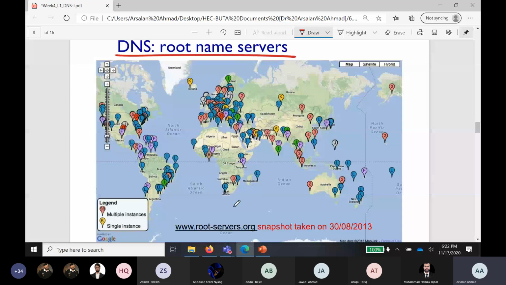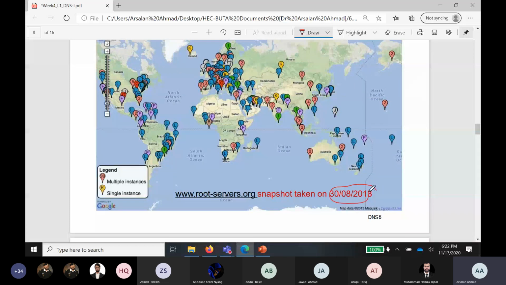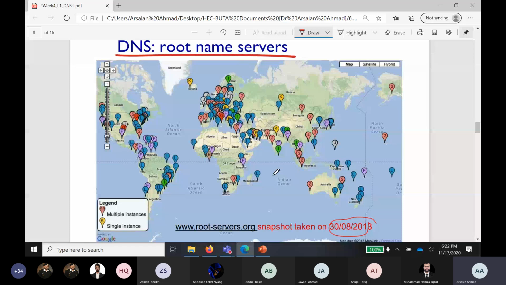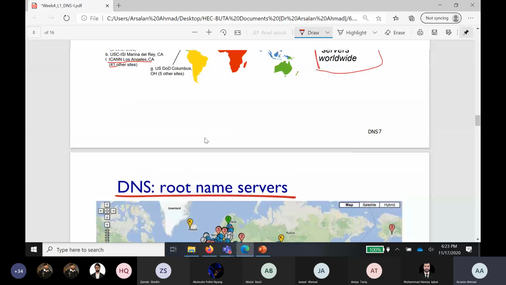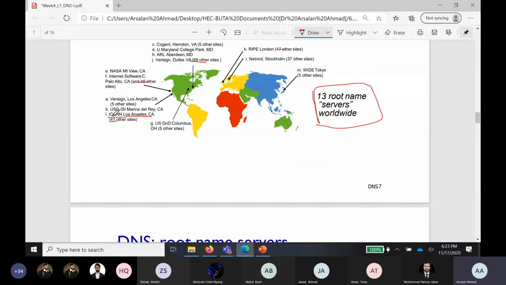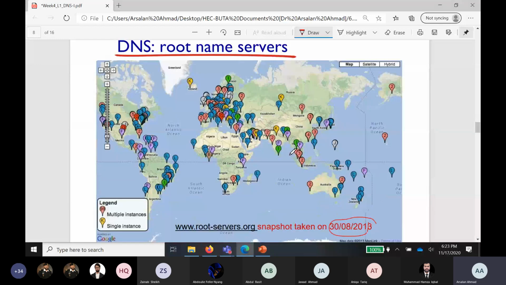So you can see that these instances are shown over here, and you may notice that there are two mentioned here in Pakistan as well, because it's a slightly old snapshot. I believe that we now have three root name instances, one in Karachi, one in Lahore, and one in Islamabad. Anyway, I think both of them are of ICANN, if I'm not wrong, from the 41 other sites of ICANN, Internet Corporation for Assigned Names and Numbers.